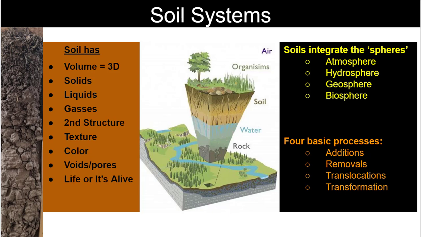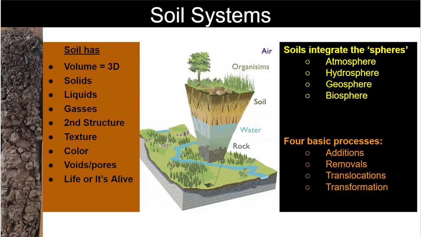The geosphere: soils weather rock. Plants provide energy to the soil system to promote weathering and decomposition. And those processes liberate nutrients from those rocks, from the geosphere, to provide those elements for plant growth and for other processes in ecosystems. Soils weather rock, they break things down. And then obviously, clearly the biosphere. Soils support plant life, they support microbial life, and all the interactions that happen because of soil.